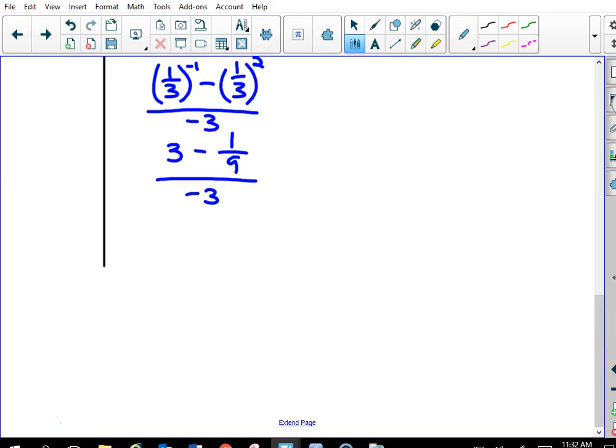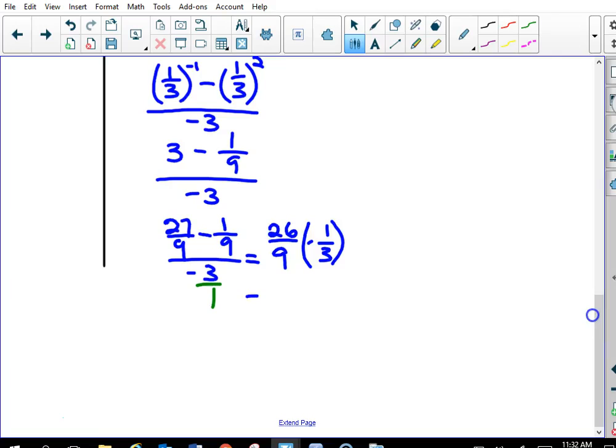So I'm going to turn the 3 in the numerator into ninths. 3 times 9 is 27. And I get 26 over 9. And now I'm going to do my division step times -1/3. And as my final answer, it looks like I get -26 over 27.